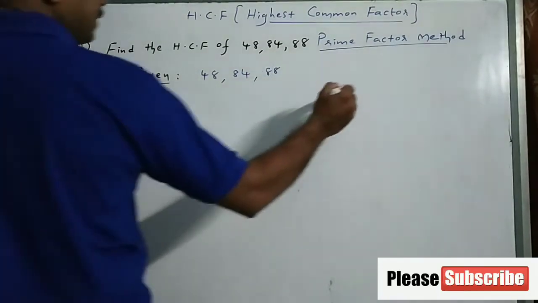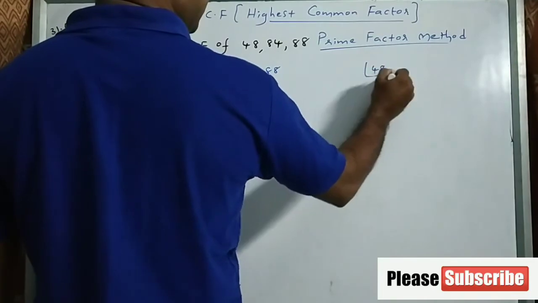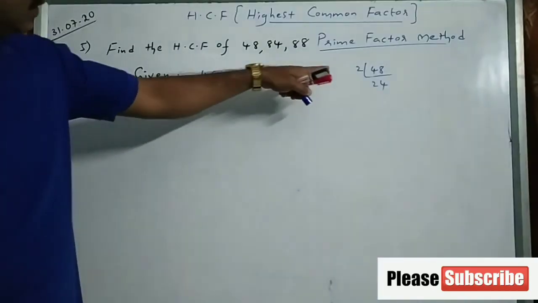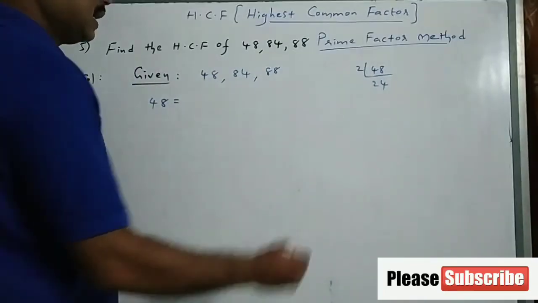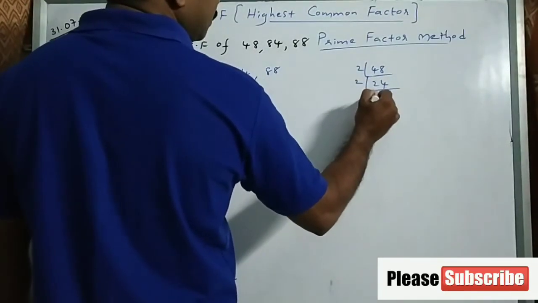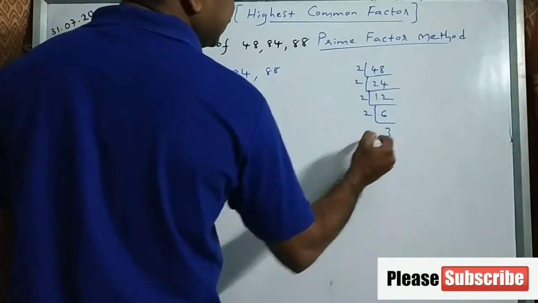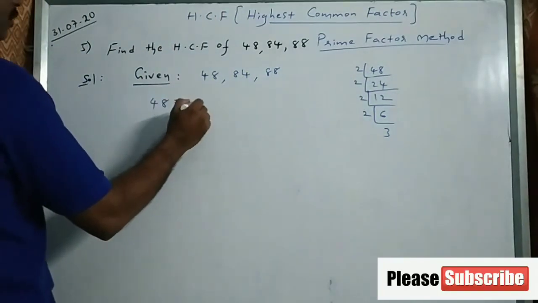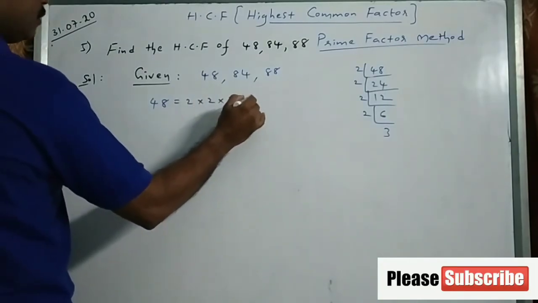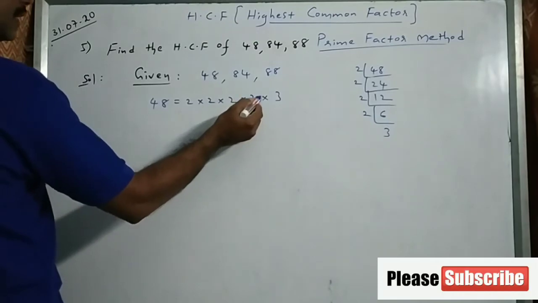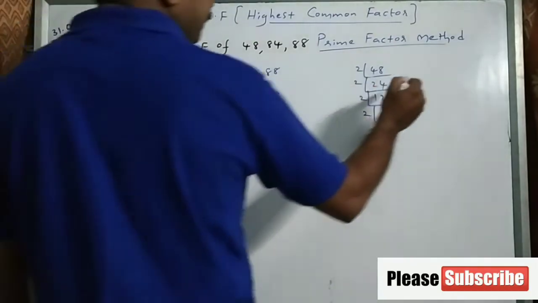48, how do we write? 48 can be written as 2 2s are 4, 2 4s are 8. Simple. 2 2s are, 2 4s are. Again, 2 1s are, 2 2s are. 2 6s are, 2 3s are. So how do we write that? 2 into 2 into 2 into 2 into 3. 2 2s 4, 2s are 8, 2s are 16, 3s are 48.